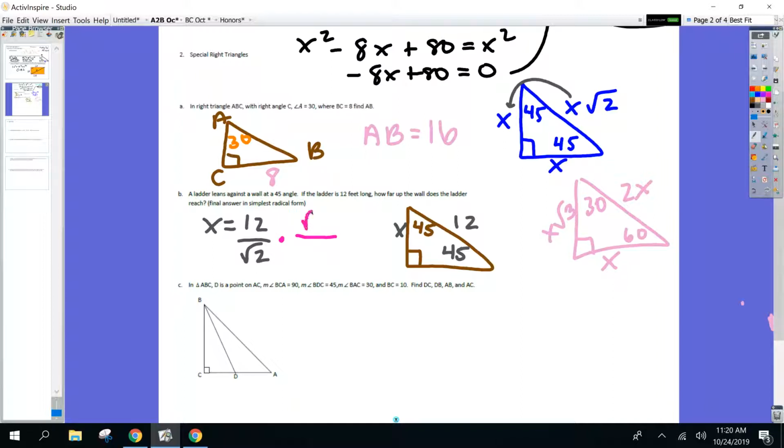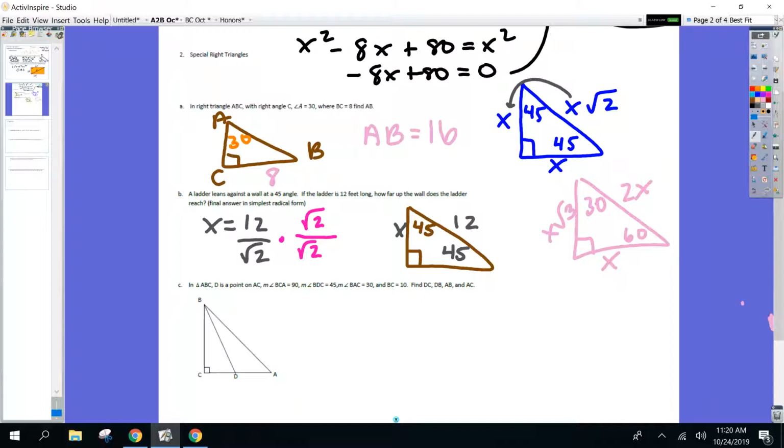Multiply top and bottom by radical 2 to get the radical out of there. Can't have a radical in the denominator. We call that having self-respect. Never have a radical in the denominator. Don't be an embarrassment. Got it, Brett?